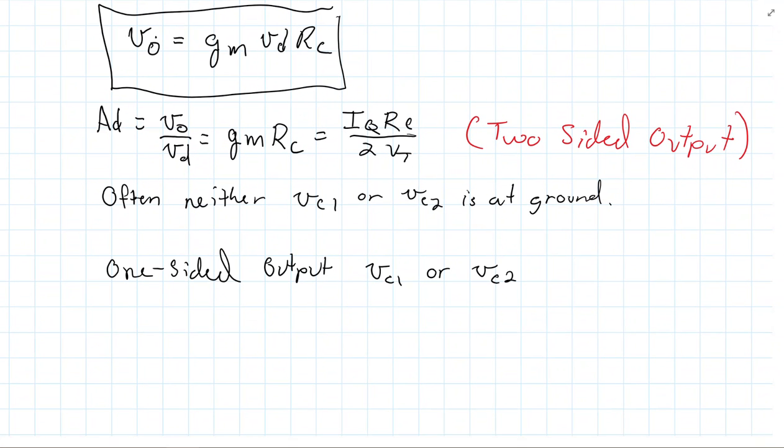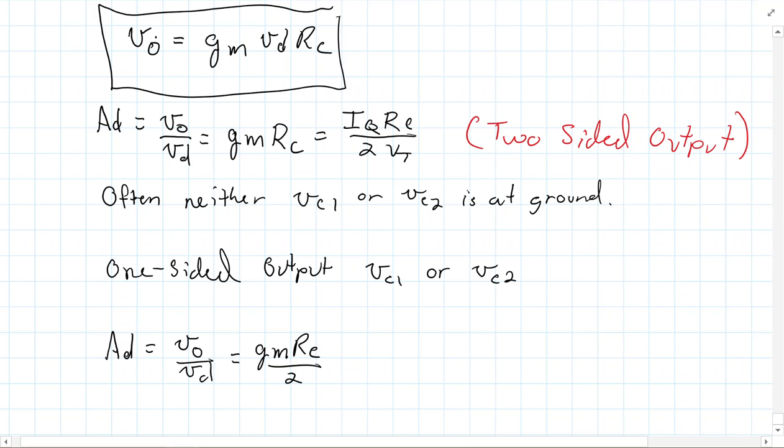my differential voltage gain, I'm not going to go through the derivations. You can go through the similar kind of derivation as we just did here, but you're going to wind up with GM RC over 2, which is just going to be IQ RC over 4 VT for the differential gain.